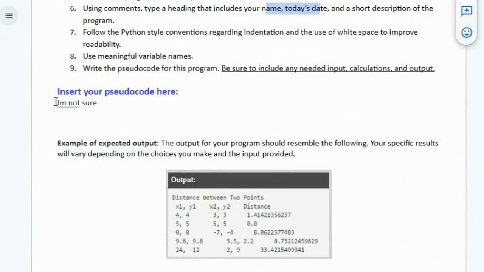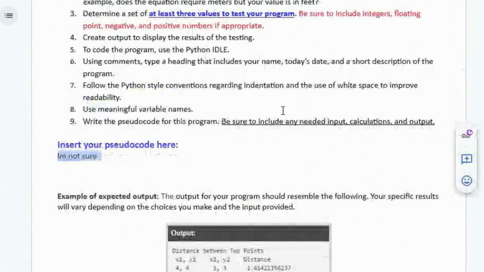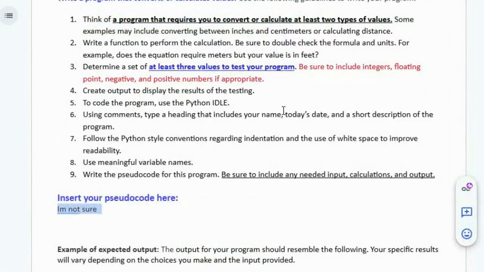And then you do your pseudocode. I'm not sure. Okay, well then that tells me right away you should have got with me and asked questions. What's this program? Well, this is a simple program. You have somebody input a number, you convert it to something else, and you print the output. That's it. Three lines. That's the whole pseudocode. You just decide what you're converting. Are you converting miles to kilometers? That's not the important part. You just make sure it's clear when you have your program.